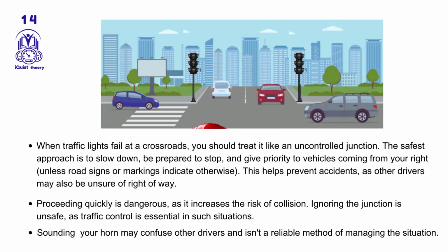When traffic lights fail at a crossroads, you should treat it like an uncontrolled junction. The safest approach is to slow down, be prepared to stop, and give priority to vehicles coming from your right, unless road signs or markings indicate otherwise. This helps prevent accidents, as other drivers may also be unsure of right-of-way. Proceeding quickly is dangerous, as it increases the risk of collision. Ignoring the junction is unsafe, as traffic control is essential in such situations. Sounding your horn may confuse other drivers and isn't a reliable method of managing the situation.